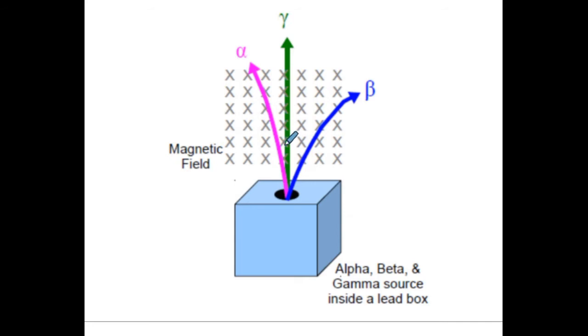If you have a magnetic field, alpha particles would deflect one way because you would use a right-hand rule for an alpha particle. A beta particle would deflect using a left-hand rule. But a gamma ray would actually go through undeflected because it's not charged. It's not a charged particle.